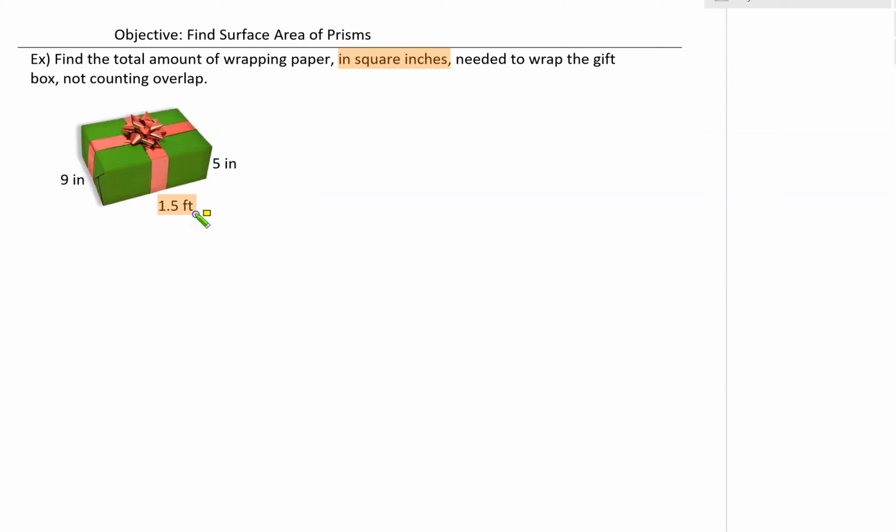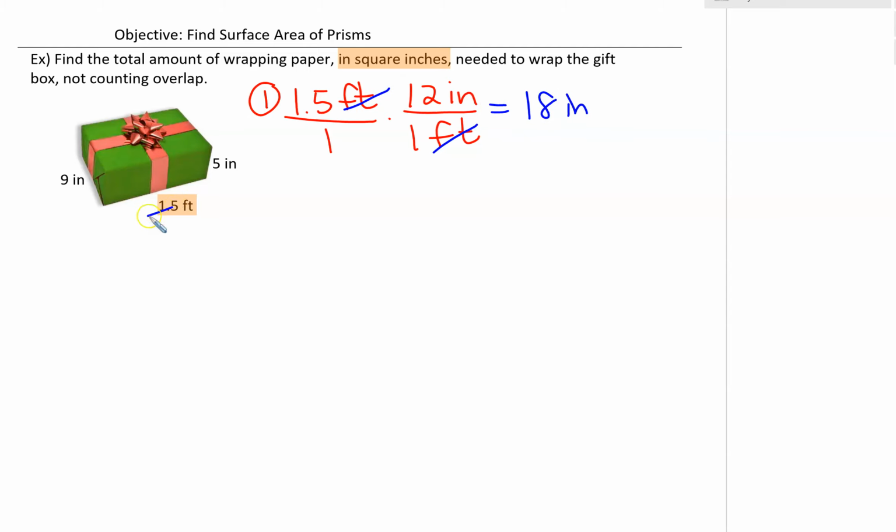So we're going to have to first take this 1.5 feet and convert it into inches. So the first thing I would do would be look at that 1.5 feet, which has a denominator of 1 if I want to give it that, and then multiply by my conversion ratio, 12 inches for 1 foot. So my feet would then cancel, and 1.5 times 12 would give me 18 inches. So I want to make sure that I use 18 inches for my measurement here, not accidentally go back to the feet measurement.